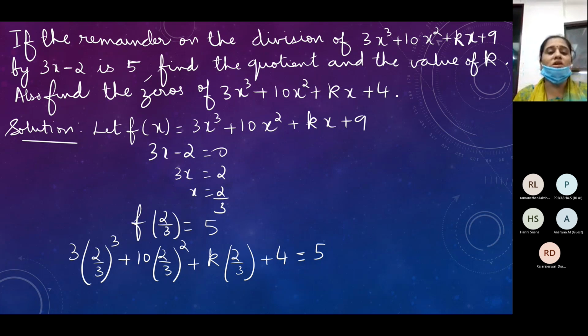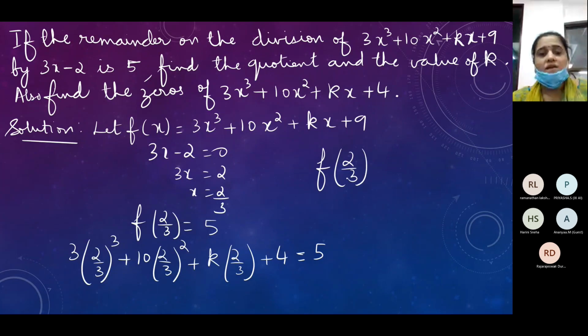Remainder theorem can be used only if the divisor is linear. And yes, the divisor 3x minus 2 is linear. So equated to 0, you get x is equal to 2 by 3. So how do you apply the remainder theorem? x is equal to 2 by 3. In place of x, if you use 2 by 3 in f of x, the cubic polynomial, the remainder is 5.